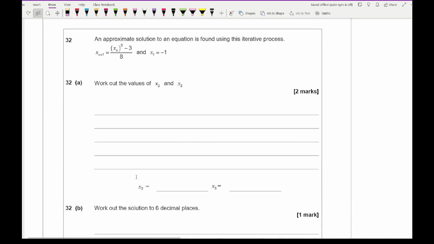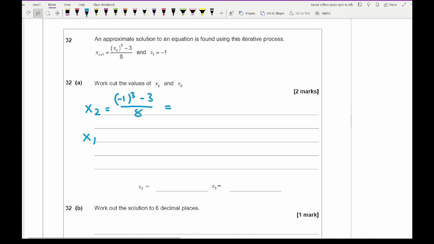Then moving on to question 32, it says an approximate solution to the equation using the iterative process, and we've got our formula here. So using the calculator, let's work this out. First of all, we want to work out the values of x2 and x1. For this I'll start by substituting it in. So we've got minus 1 cubed minus 3, divided by 8.